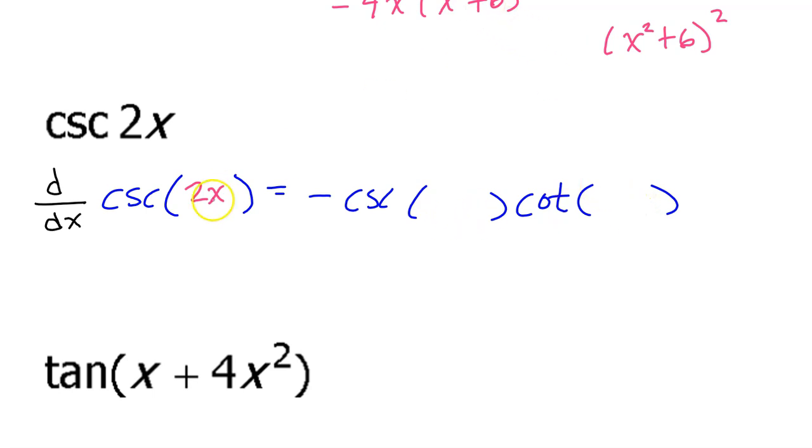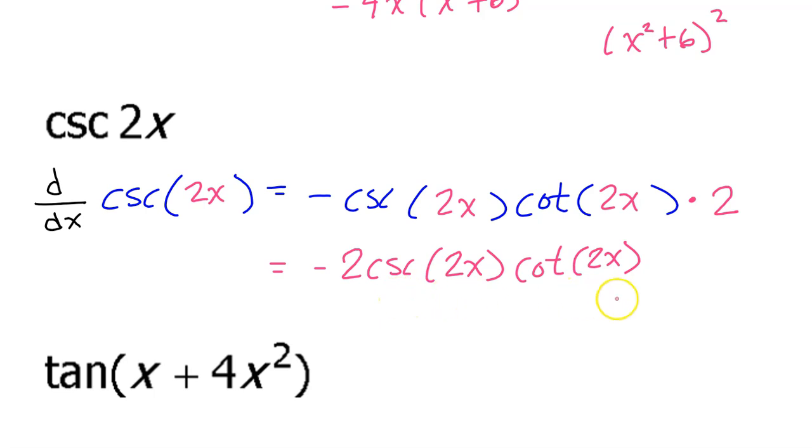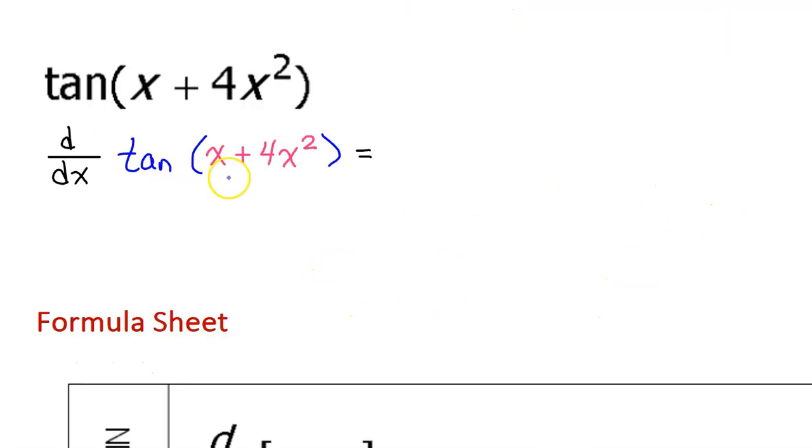At this moment, the inner function stays the same. So inside the parentheses, I just have the 2x. But then we multiply by the derivative of the inner function, which is just 2. On a multiple choice question, you will likely see the 2 in the front like this.